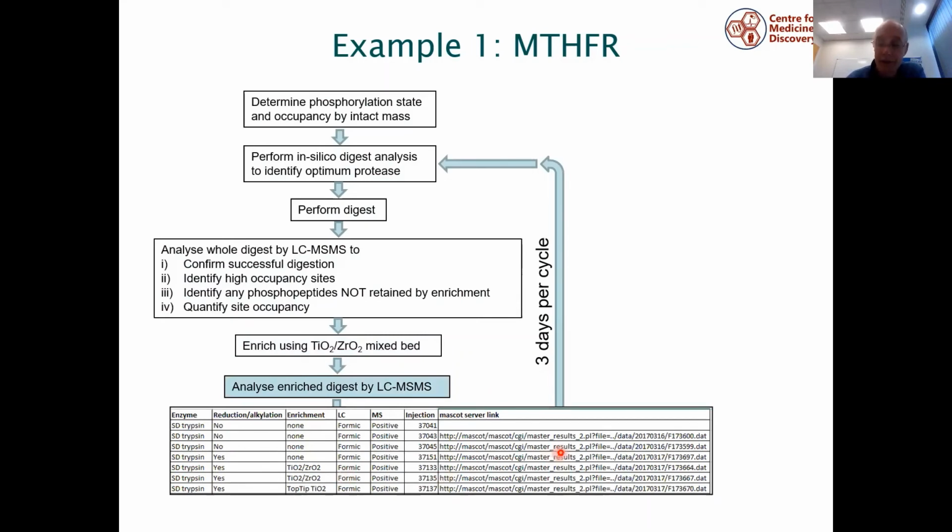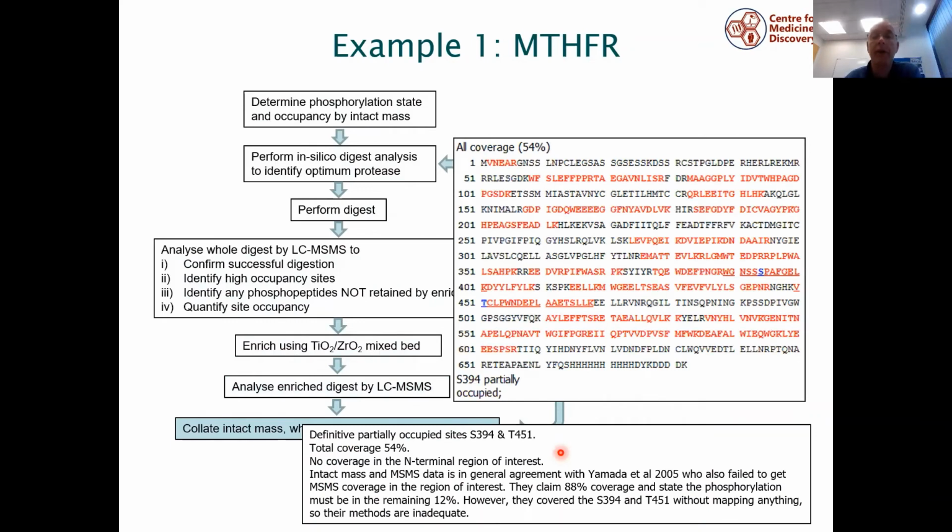This will generate our data set, and what we've done here is taken all the data for all the phosphopeptides, and in fact all the peptide data, and mapped it onto the sequence. So the coverage is about 54%. It's okay, but you can see there are large areas of the protein that we've missed, and in particular the area that we were interested in, this control region, we haven't got any MSMS coverage at all.